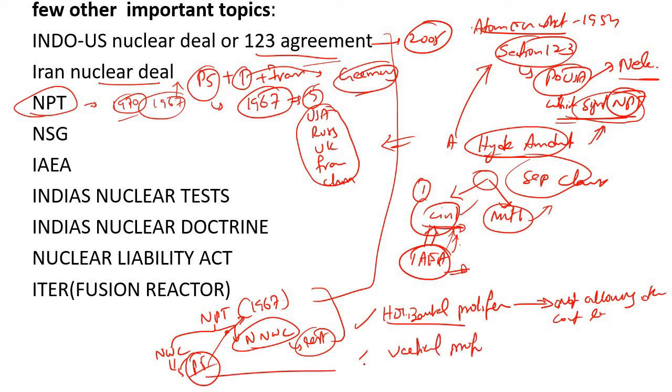Meaning these P5 countries had no restrictions, they are allowed to produce any number. So India said this is very discriminatory, as you are allowing those countries which already had nuclear weapons before 1967 to produce any number, but you are restricting those countries which have nuclear weapons after 1967. So horizontal proliferation is not allowed, but vertical proliferation is allowed. So this is discriminatory. So India won't sign the NPT, we said.